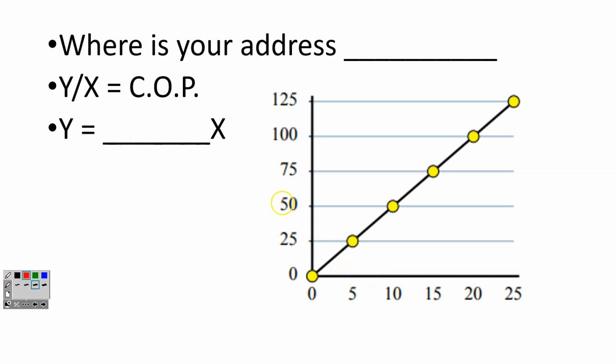This one, what's my address? Well, it's 25 and 5. So I'm going to do 25, my y, divided by my x, which is 5. This one also has a COP of 5. So I'm going to put that in my equation. Y equals 5x.